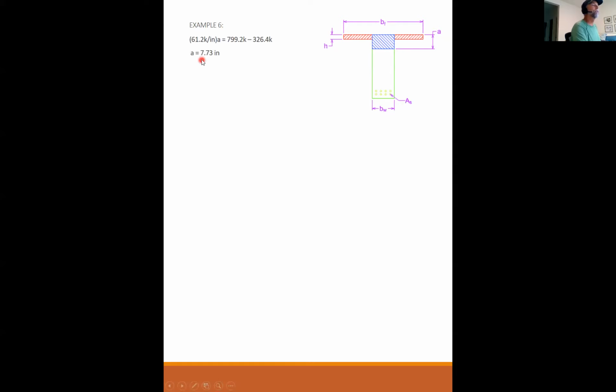So that gets me little a is 7.73 inches. From my table, I find for this strength of concrete, beta 1 is 0.85. So c is 7.73 over 0.85, 9.09 inches. And then I can solve for epsilon_t. I plug in my d that I'm guessing at with my c, and I get 0.00888 inch per inch. So is there anything wrong with 0.00888 inch per inch?